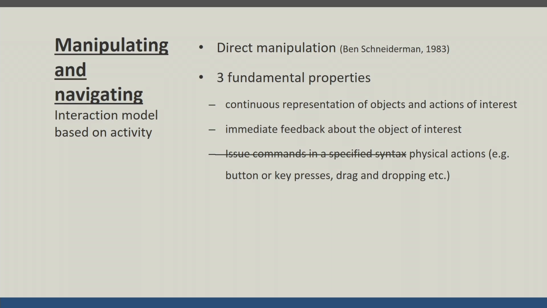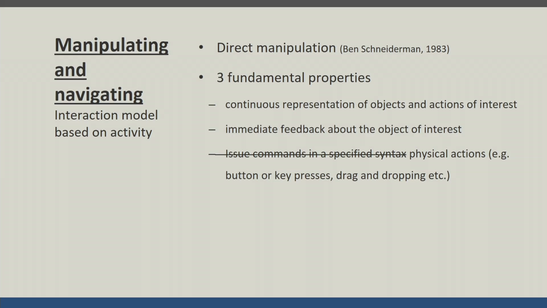One of the very interesting interaction models is the direct manipulation model. It was given by Ben Shneiderman in 1983, and it has three fundamental properties. What are those properties? First, continuous representation of objects and actions of interest. So you have a continuous representation of objects. They are visually present before you unless as a user you dismiss them. The screen doesn't change unless you decide that the screen should change.